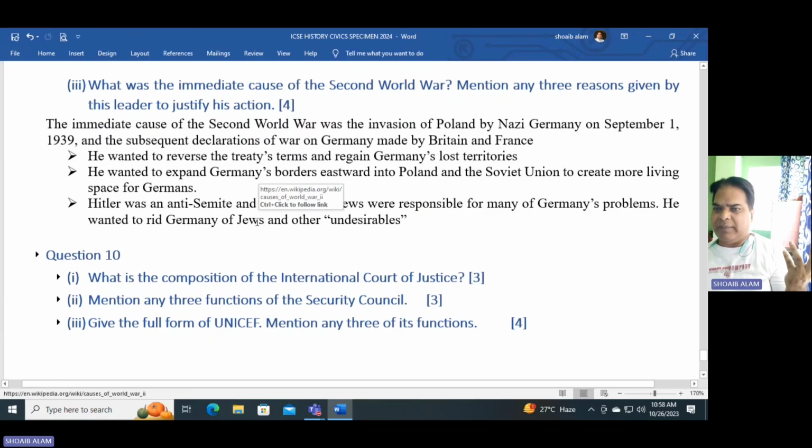I think, according to me, he wanted to reverse the treaty's terms and regain Germany's lost territories. Number two, he wanted to expand Germany's borders eastward into Poland and the Soviet Union to create more living space for Germans. And the third one, Hitler was anti-Semitic and believed that Jews were responsible for many of the Germans' problems. So he wanted to rid Germany of Jews and other undesirables. So according to me, your answers can be different.